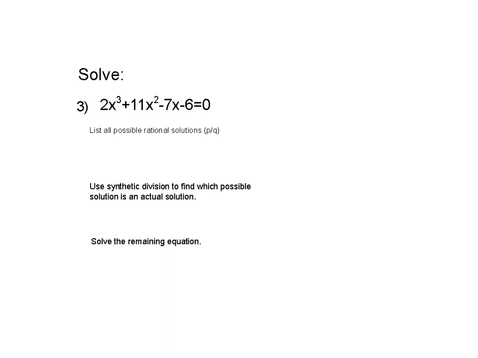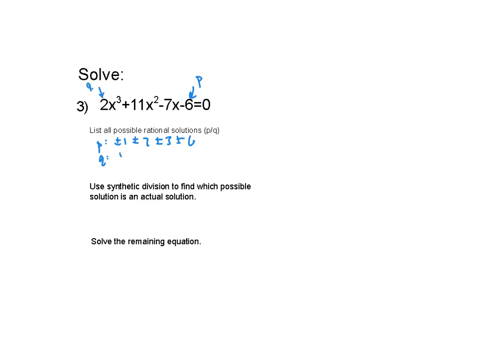All of the possible rational roots will be in the form of p over q. Now, p is going to be factors of 6. So my p's are all of the numbers that go into 6, which are 1, 2, 3, and 6. They could be positive or they could be negative. So I'm going to say plus or minus 1, plus or minus 2, plus or minus 3, and plus or minus 6.